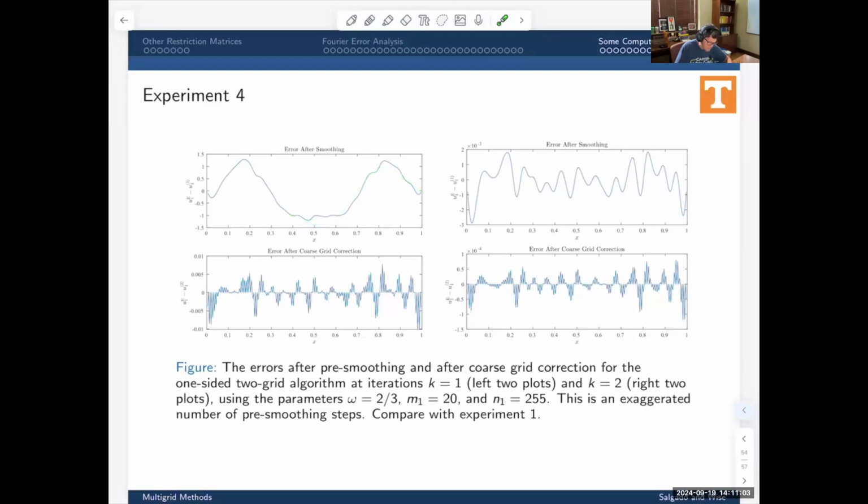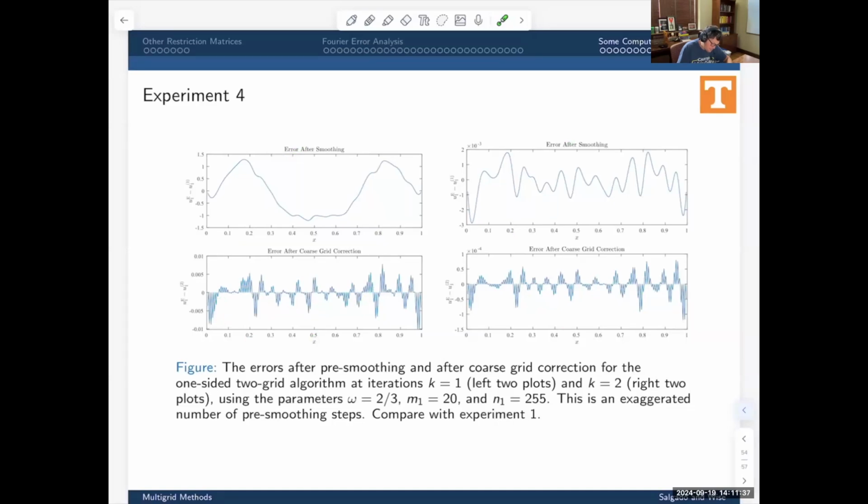Okay, so what happens in our algorithm is, I guess this is iteration level 1, and this is iteration 2 on our coarse grid, on our two-grid method. So what we do is we take our initial error, we smooth it, and we get a very smooth error because we're doing a lot of smoothing steps. And then we apply the coarse grid correction, and the coarse grid correction adds back a lot of error. Well, not a lot of error, it adds back high frequency components of the error.